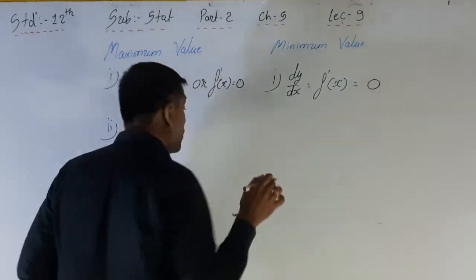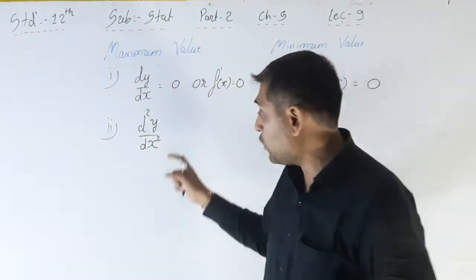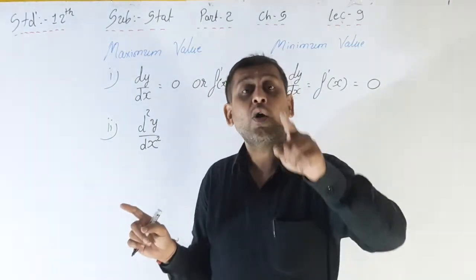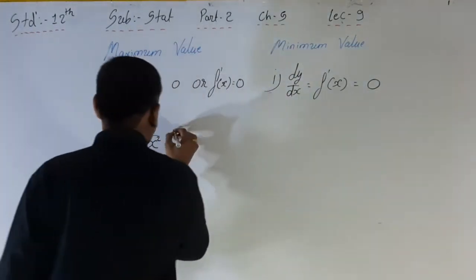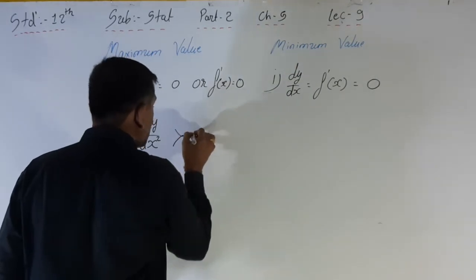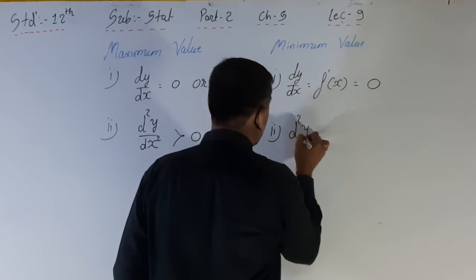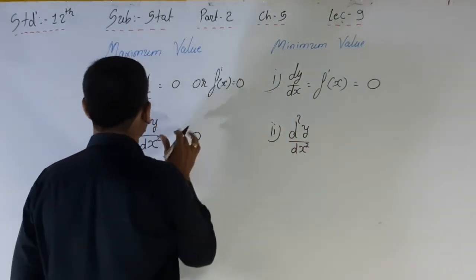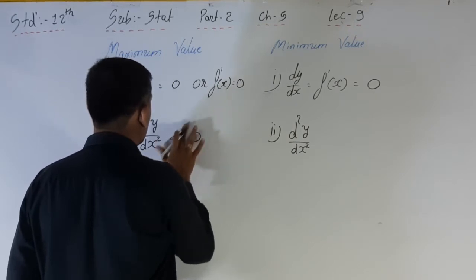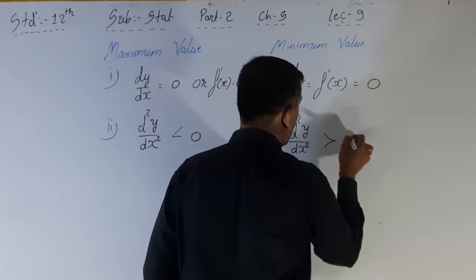After putting the value of x into the second differentiation, what must the final answer be? For minimum, d square y by dx square is greater than 0; for maximum it is less than 0.